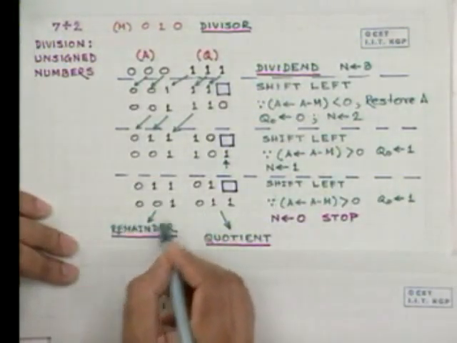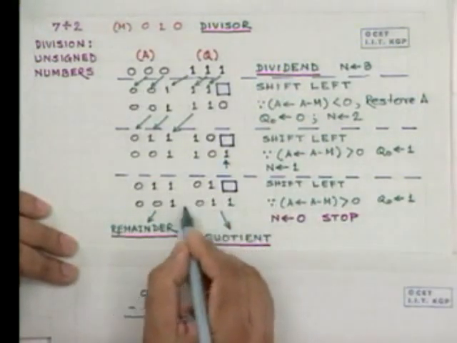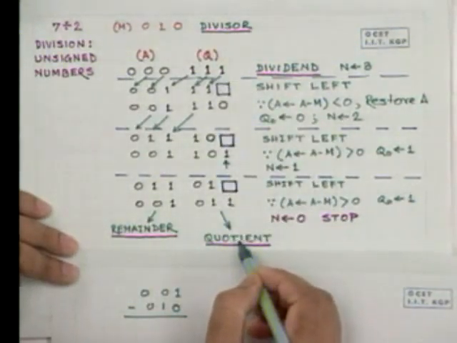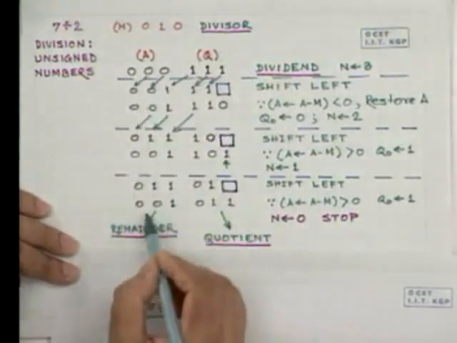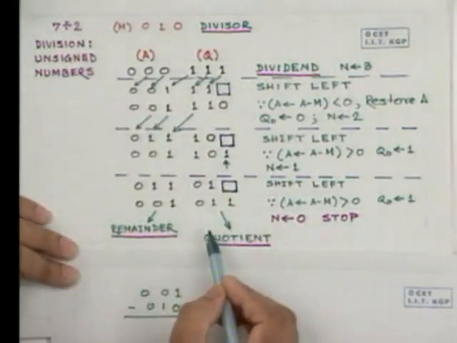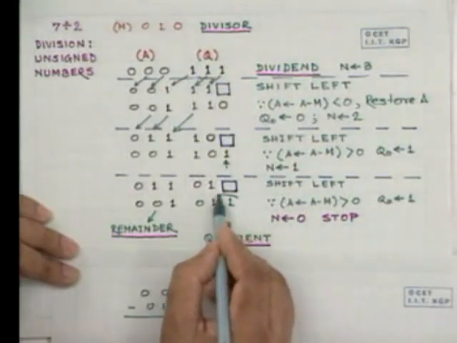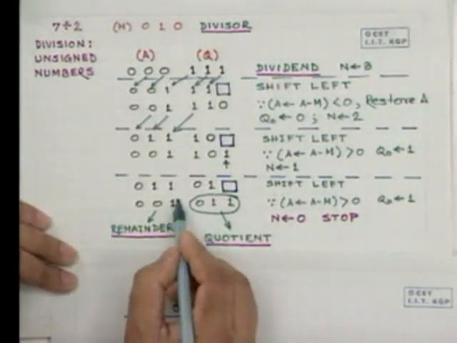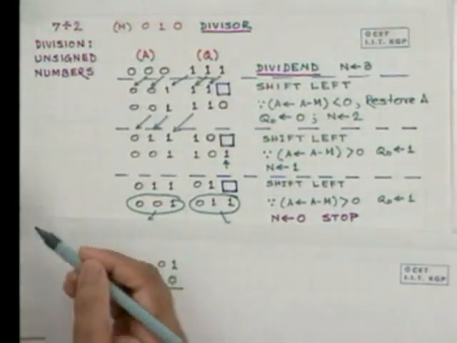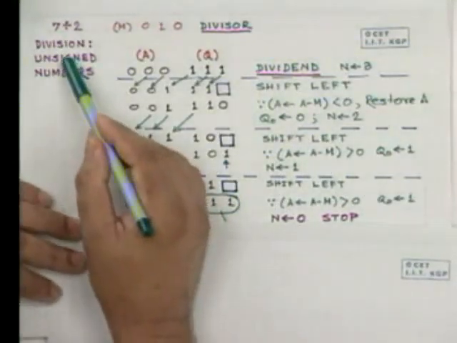This contains the remainder, and this now contains the quotient. That means the Q register will be containing the quotient, and the A register will contain the remainder. You see, if I divide 7 by 2, we are supposed to get 3 as quotient and 1 as remainder, which we have obtained. Now, this is essentially division by unsigned numbers.